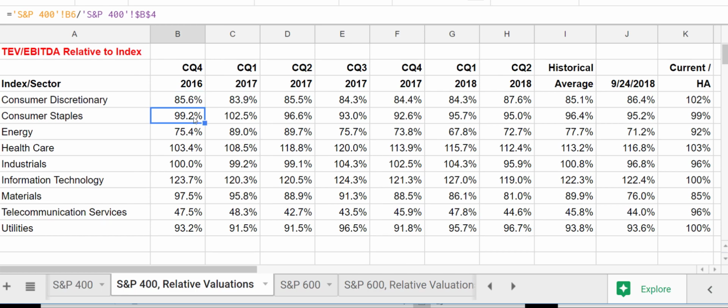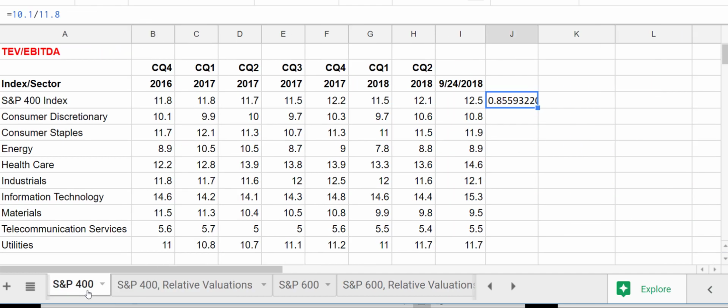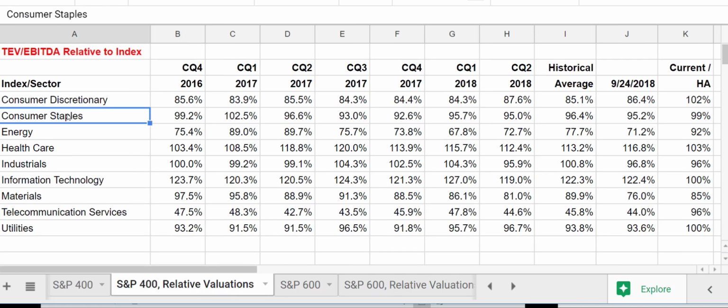And I can pick another one right here. This is consumer staples. It's very close to 100%. And the reason why is because the consumer staples sector trades at a multiple of 11.7, or it did back in 2016. And you compare that 11.7 to 11.8, and it's about the same number. So a comparison of the consumer staples valuation relative to the index comes out to be about 100%.